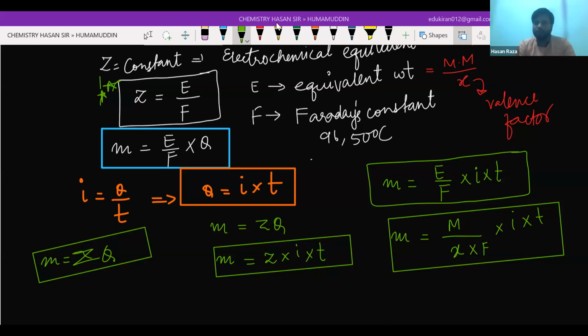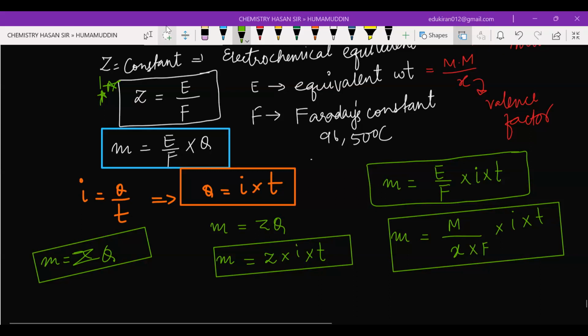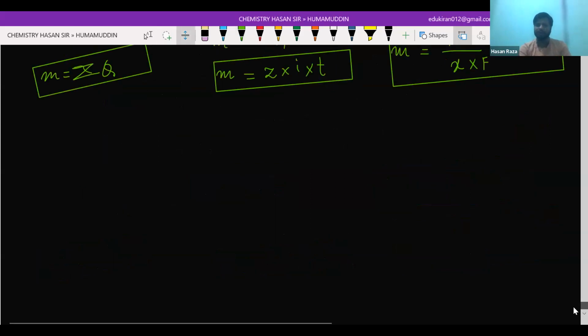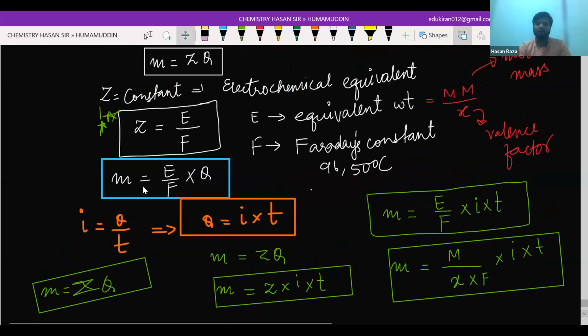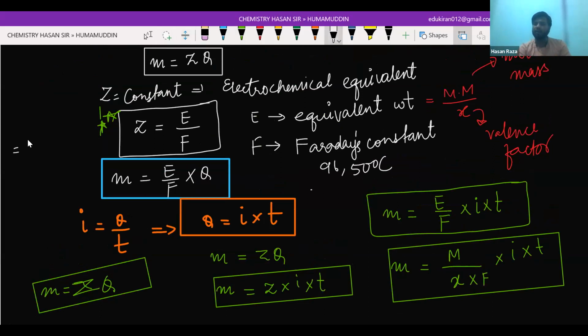Very good. Both of you done with this? Yes, sir. Okay. So it's very easy. The formula you can see, only you need to calculate. Listen to me. As you have seen, what is this? E is equal to atomic weight or molecular weight divided by X.